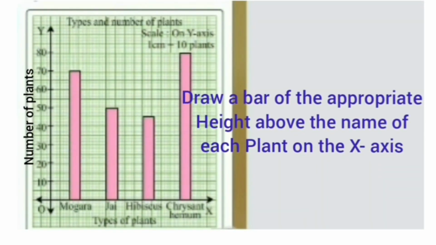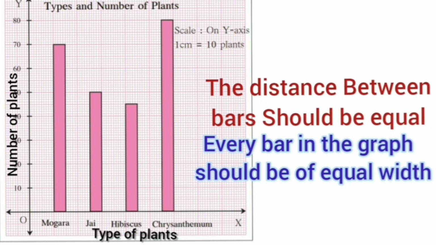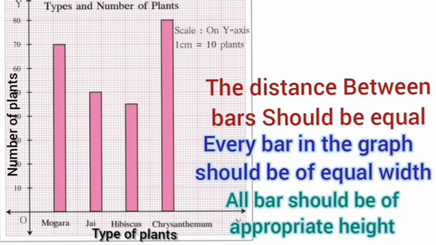Draw a bar of appropriate height above the name of each plant on the x-axis. Once we have done with the graph, always check every bar in the graph should be of equal width. The distance between bars should be equal and all bars should be of appropriate height. Now we can say our graph is ready.